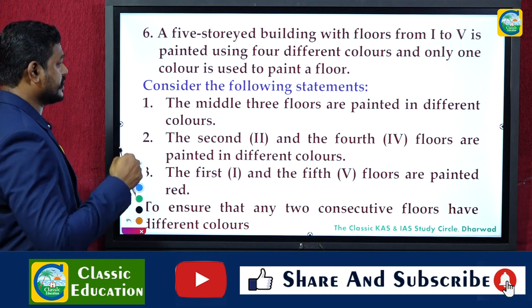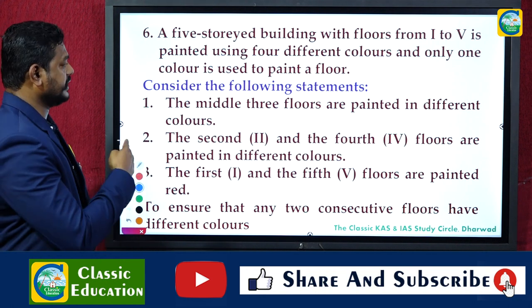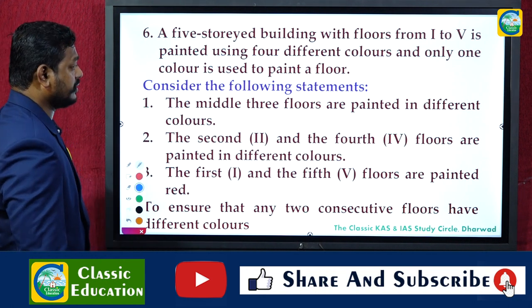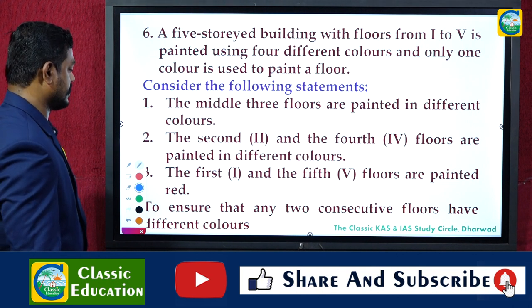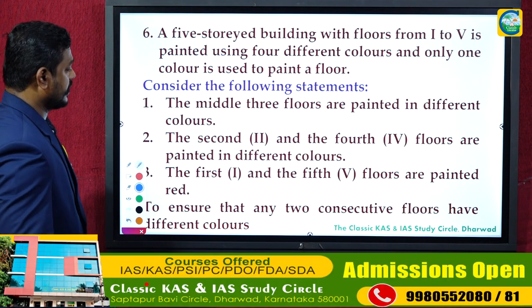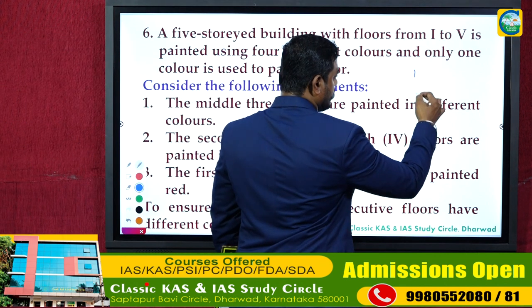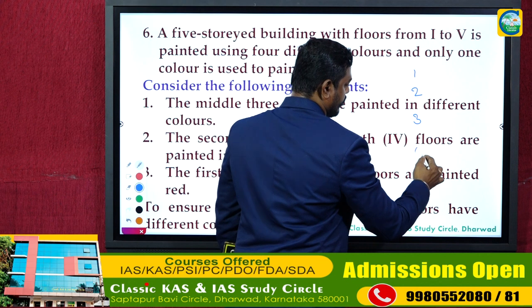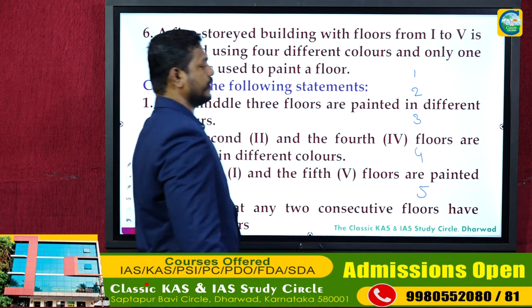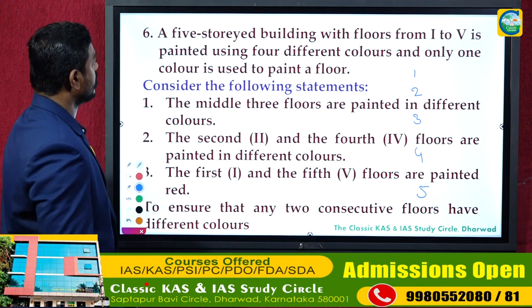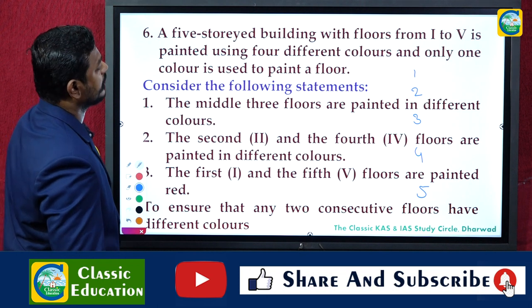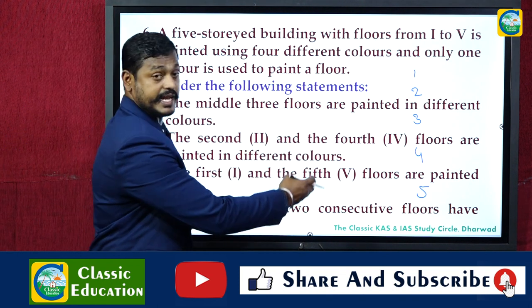Let me see here, considering the following statements. We'll check the statements here. The middle 3 floors are painted in different colors. Okay. For example, here I write it down, 1, 2, 3, 4, 5. For example, 5 floors, right? Okay. A 5-story building, I have written just for example.